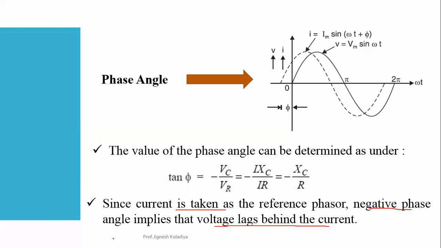If you are taking voltage as a reference, in most of the cases we are taking like this, right? So that time you will get it positive XC upon R, and you have to mention that it's a capacitive voltage, and this phase angle is leading due to RC series circuit.